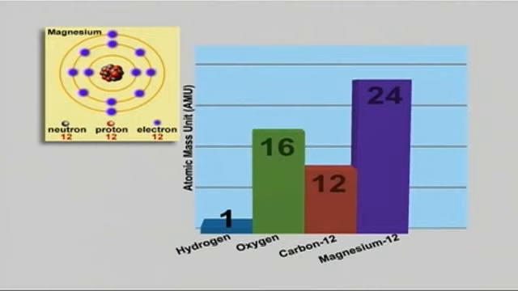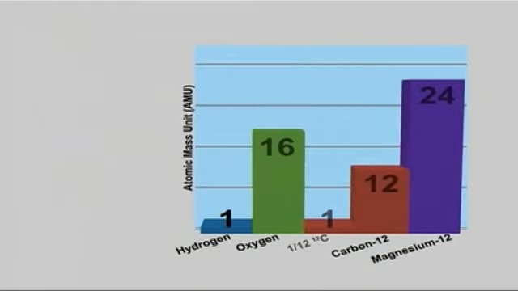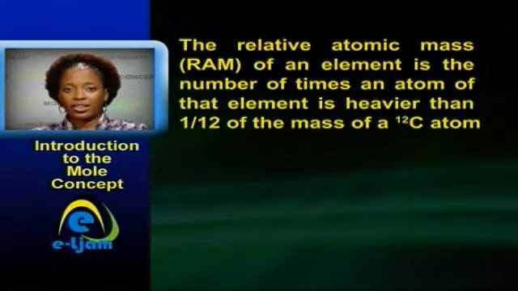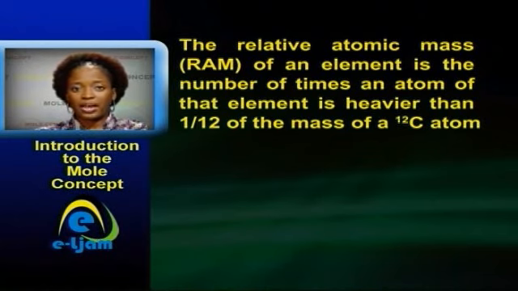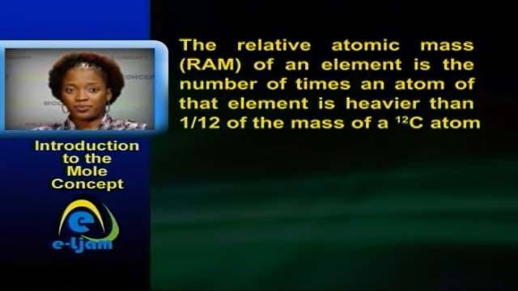Nowadays, hydrogen is not taken as a standard, as it has been found to be contaminated with large amounts of deuterium. Instead, 1/12 of the mass of a carbon-12 atom, which has the same mass as a hydrogen atom, is used. This means the AMUs are the same. So oxygen has 16 times the mass of 1/12 of the mass of a carbon-12 atom, and magnesium 24 times, etc. The relative atomic mass, or RAM, of an element is the number of times an atom of that element is heavier than 1/12 of the mass of a carbon-12 atom.